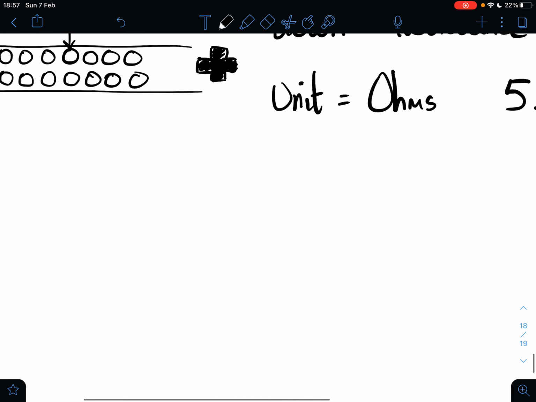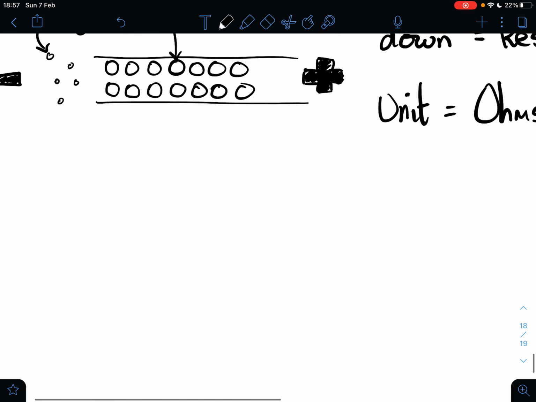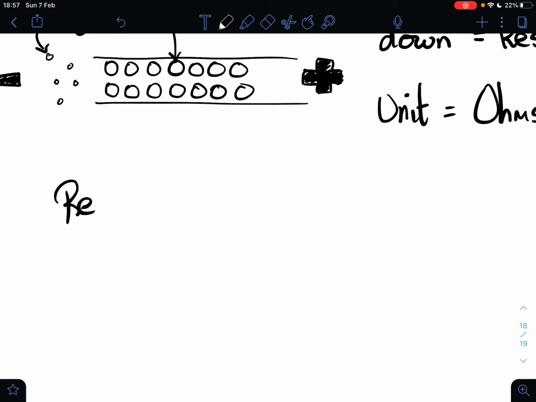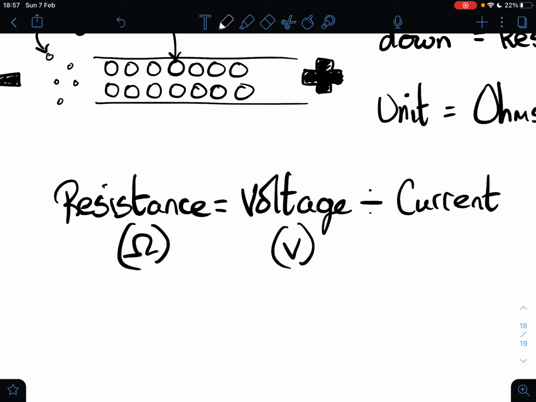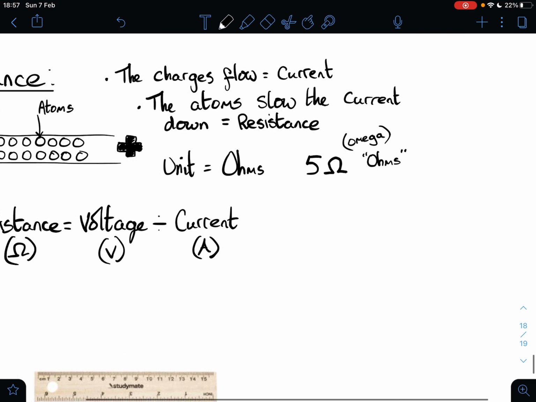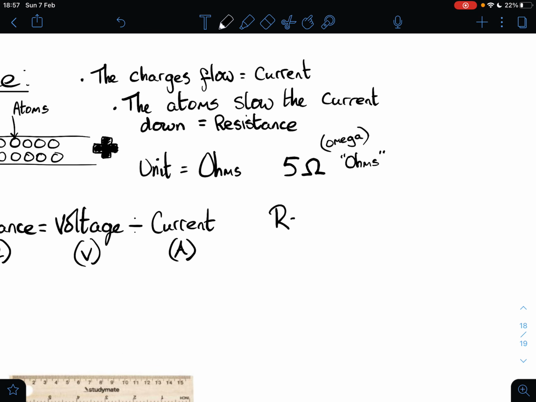Now, how can we calculate the resistance of something? Well, it's very easy. We need two things. To find the resistance, and I'm going to write the equation here, and as we've seen it's measured in ohms, we just need to know the voltage of the circuit, measured in volts, and we divide that by the current, which we measure in amps, like that.